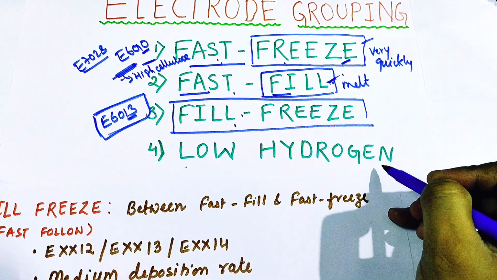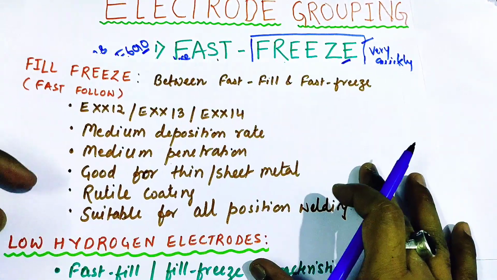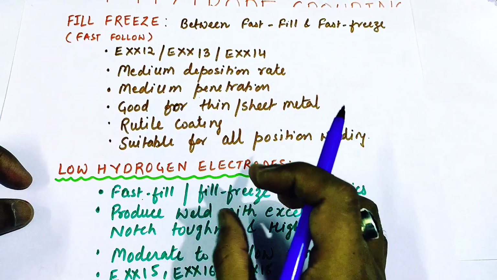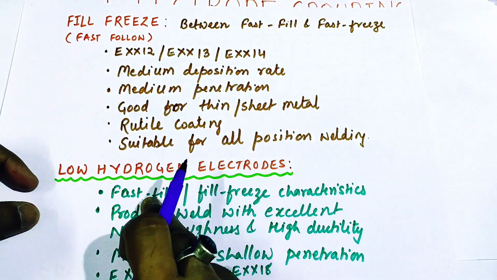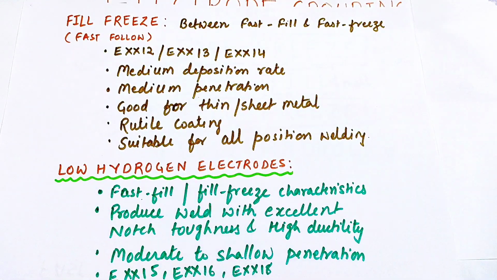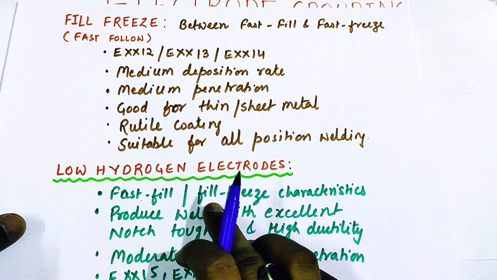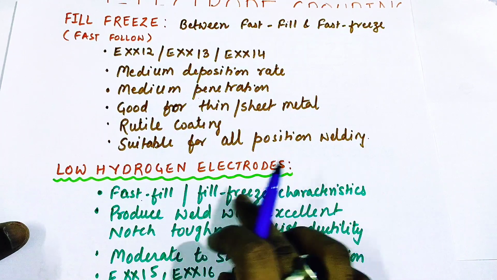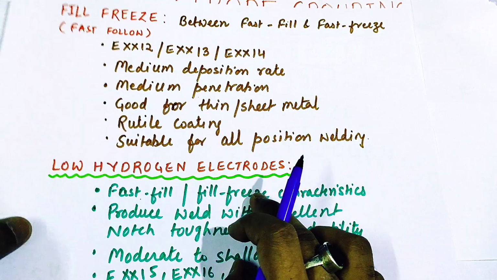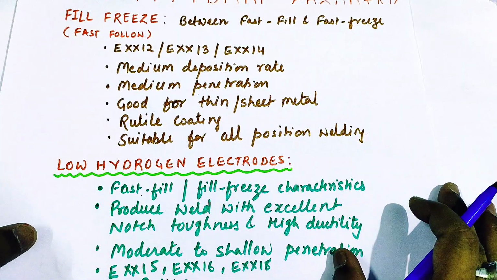See, low hydrogen electrodes are very special kind of electrodes, and they have characteristics of fast fill and fill freeze, meaning some low hydrogen electrodes have characteristics of fast fill and some have characteristics of fill freeze. Like E7018 is a low hydrogen electrode, and it has characteristics of fill freeze, and E7028 has characteristics of fast fill.